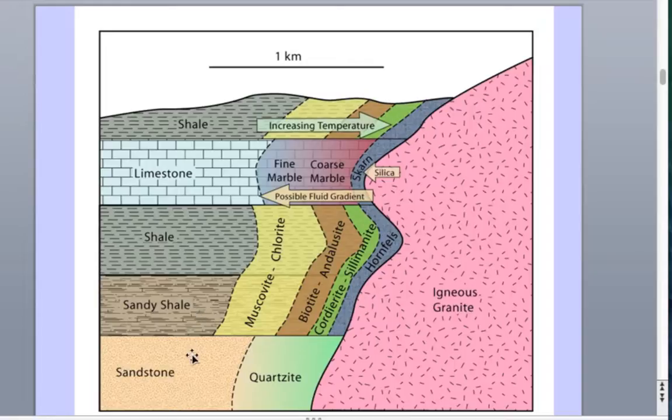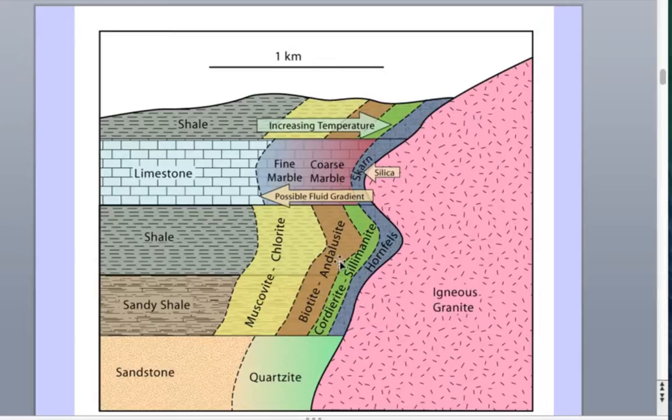But then here we have a pure quartz sandstone, but here we have a sandy shale. So we have some other ingredients where we can make some different types of minerals. Some clay minerals will make some of these aluminosilicates like sillimanite here, right? Cordierite. So note that hornfels is just a burned rock right adjacent to the pluton.